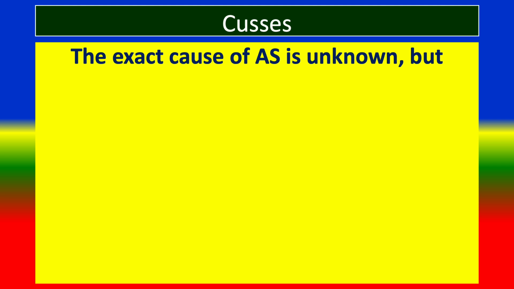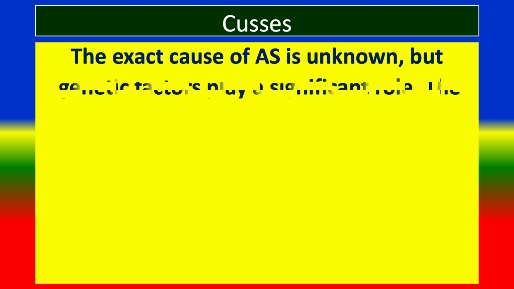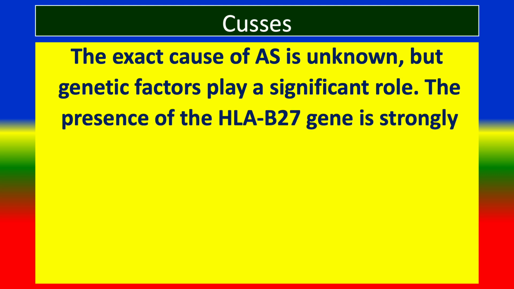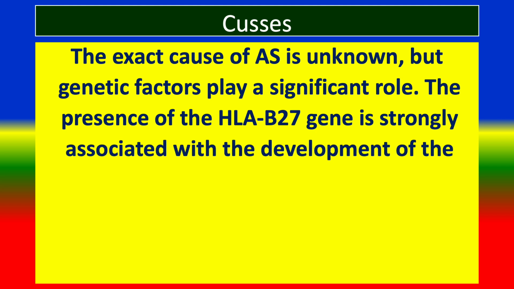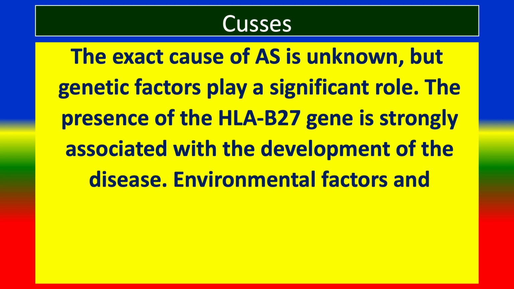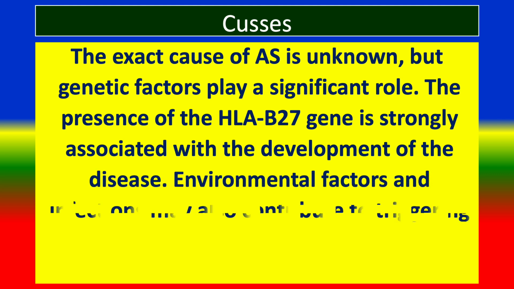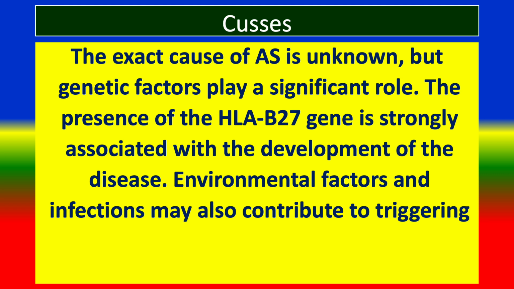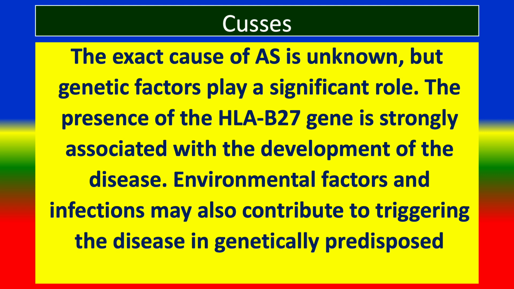Causes. The exact cause of AS is unknown, but genetic factors play a significant role. The presence of the HLA-B27 gene is strongly associated with the development of the disease. Environmental factors and infections may also contribute to triggering the disease in genetically predisposed individuals.